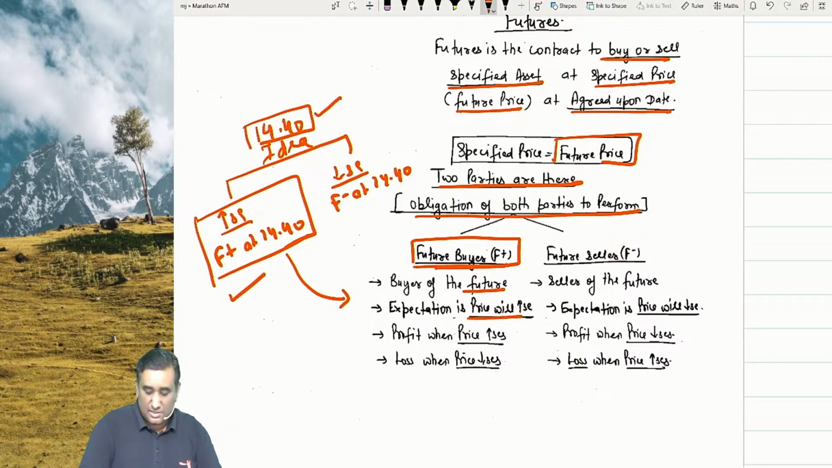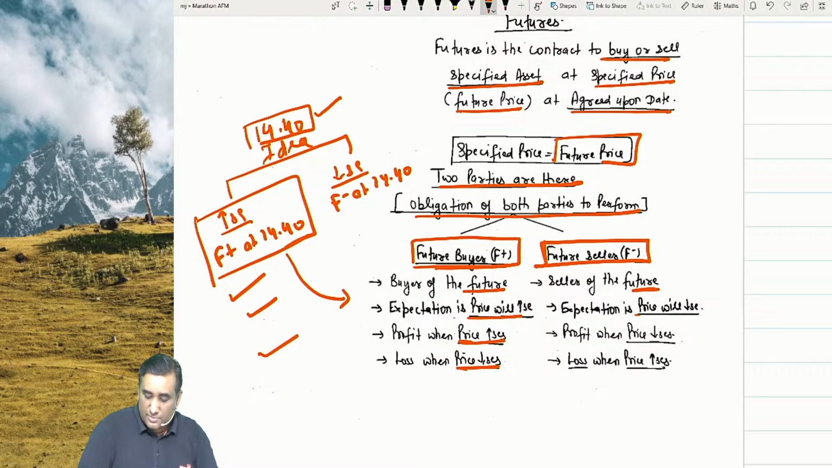His expectation is a price increase. He profits when the price increases and loses when the price decreases. If at 14.5 I said I'll buy Idea, and it becomes 15, I'll get a 60 paisa profit. If it becomes 14, I have a 40 paisa loss. That's it. There is a second party called the future seller.